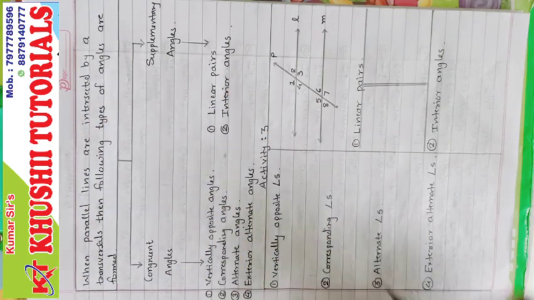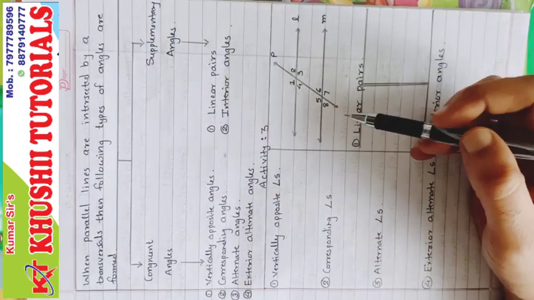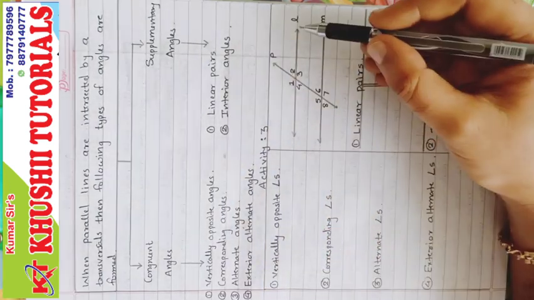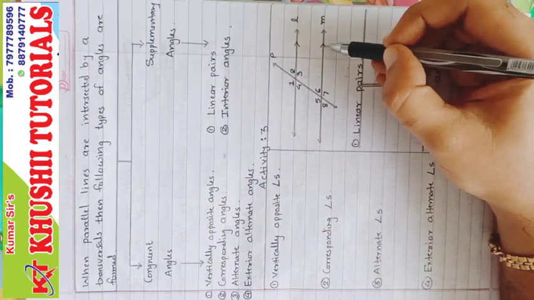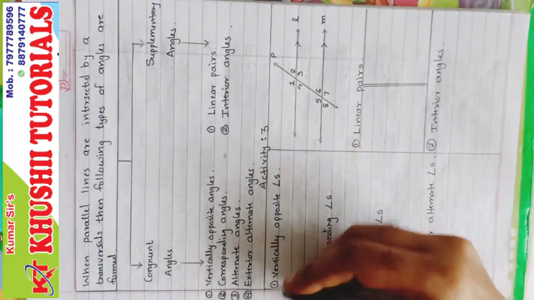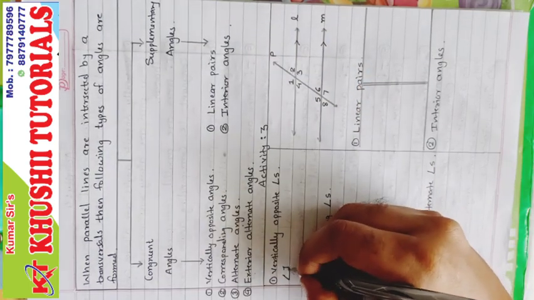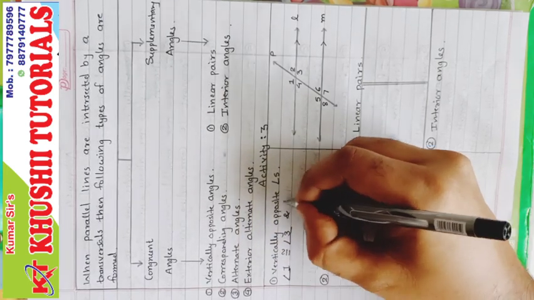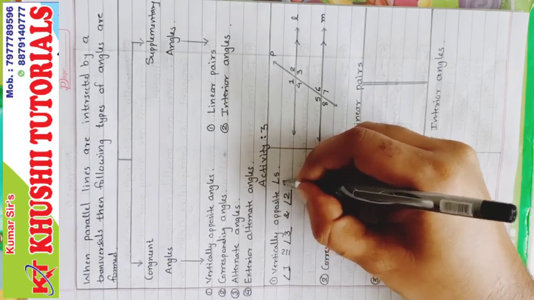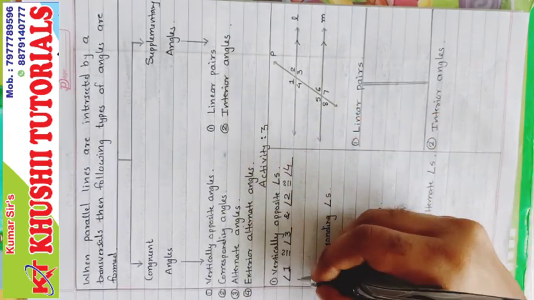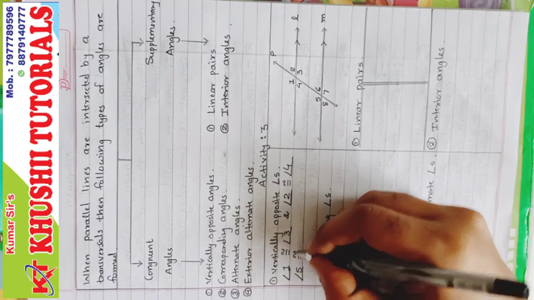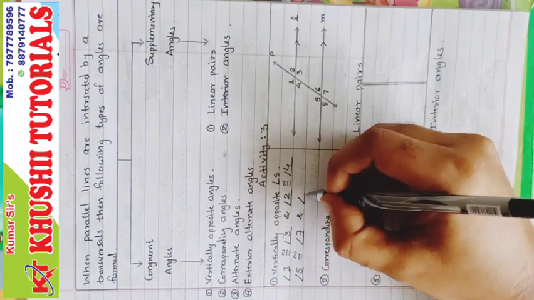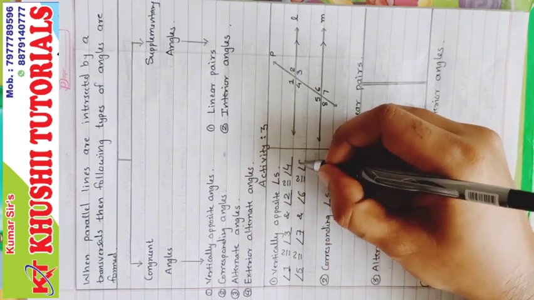Now, activity 3. Vertically opposite angles in this. So vertically opposite of 1 is 3 and of 2 is 4. And we know line L and line M are parallel to each other. So vertically opposite angles are always congruent. So angle 1 is congruent to angle 3. Angle 2 congruent to angle 4. Angle 5 congruent to angle 7. Right? And angle 6 is congruent to angle 8.